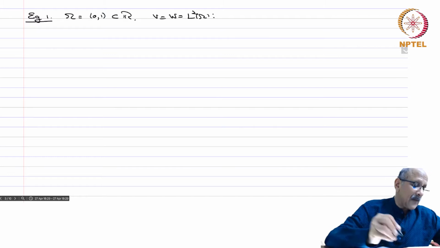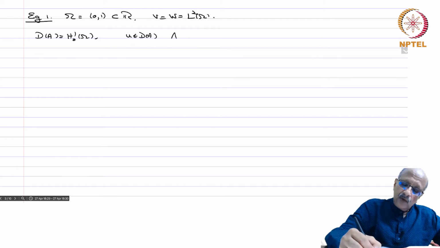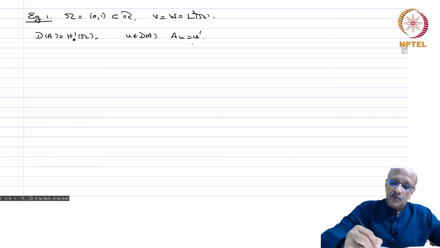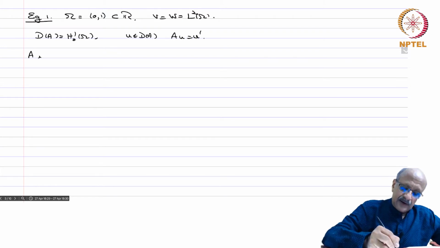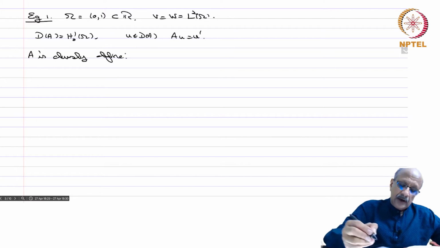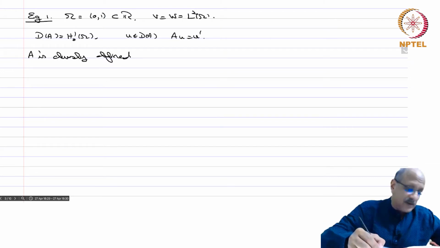Then you define D of A equals H10 of omega, and for all u in D of A, Au equals u', namely the distribution derivative. Then it is well defined. It is not defined on all of L2, it is defined this way. Then A is densely defined, because you know that D of omega is dense in H10 of omega and D of omega is dense in L2 of omega also. So H10 of omega is dense in L2 of omega. So A is densely defined.